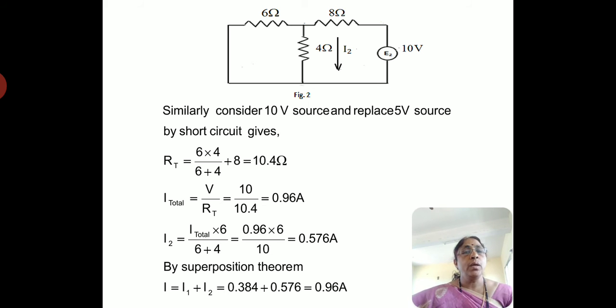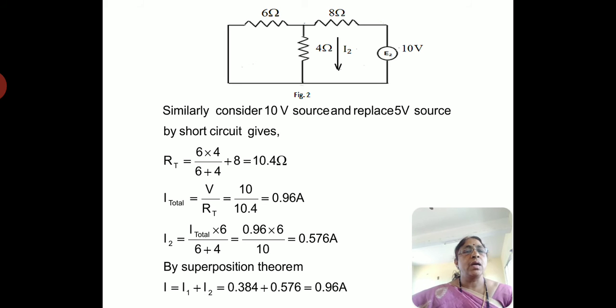Then, by knowing the total resistance, we find the total current passing through figure 2, which is equal to total voltage divided by total resistance, that is 10 divided by 10.4, which is equal to 0.96 ampere. Now, for the current passing through the 4 ohm, again use the current dividing method, that is the total current into the opposite resistance divided by the total resistance.